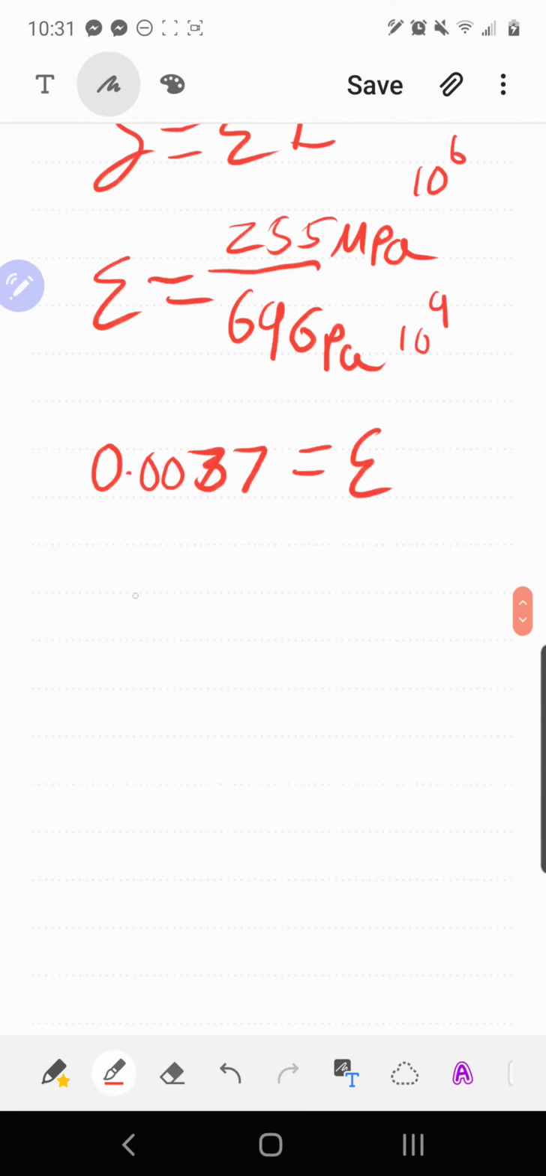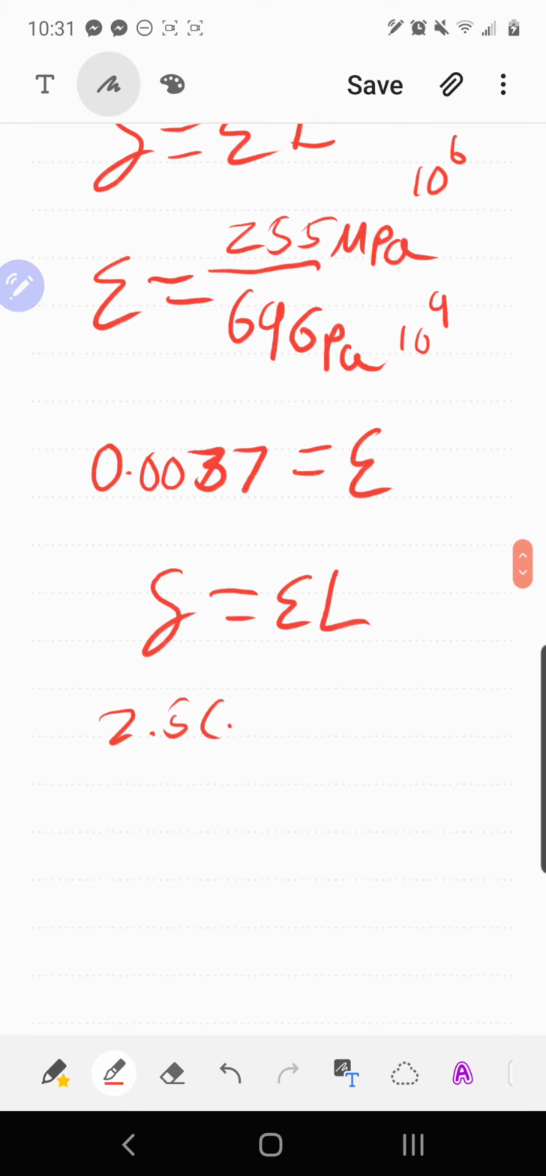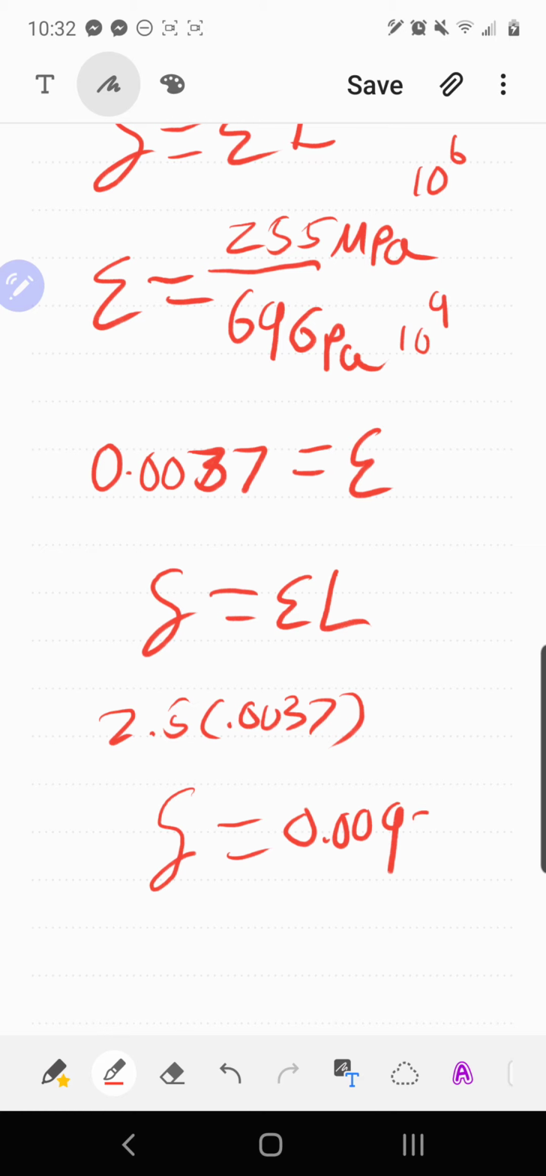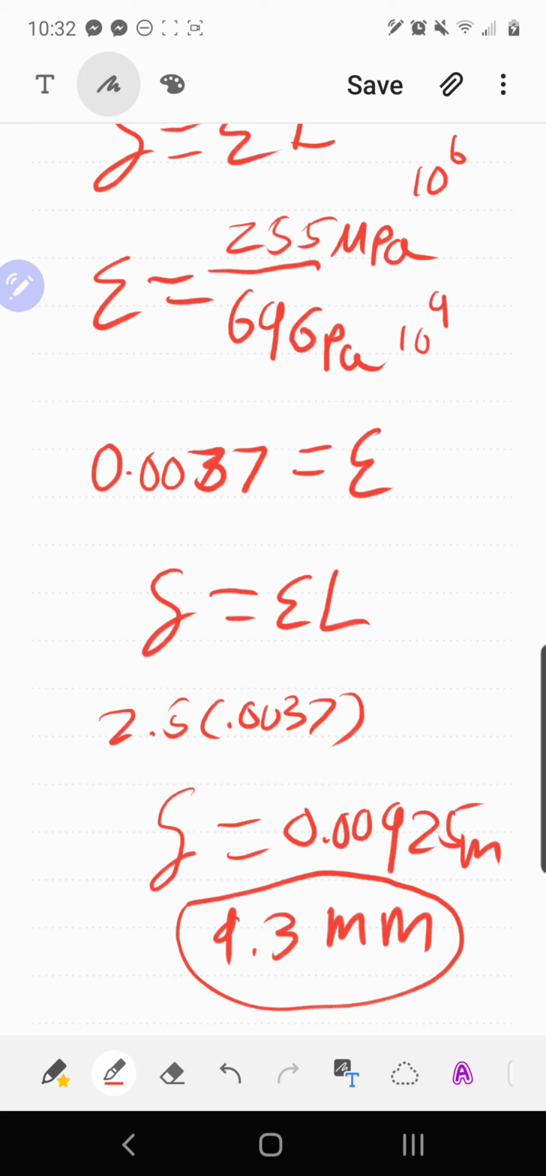Cool, so now that we have that, let's throw that into our delta equation. For L is 2.5 times 0.0037. What is our sigma? Our delta, my bad. Delta will end up being roughly 0.00925 meters, or 9.3 millimeters. That is our answer, and we will choose B.